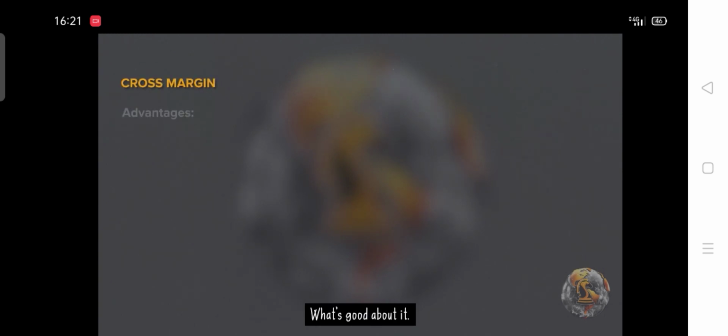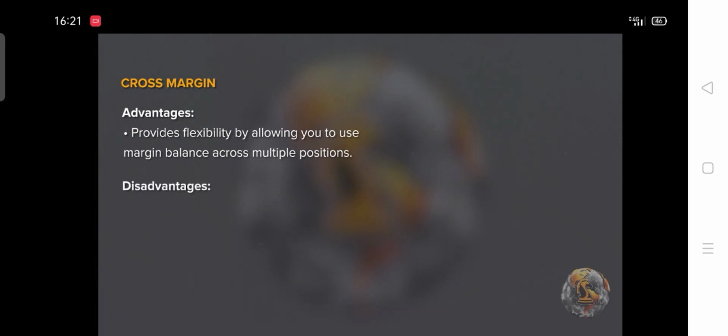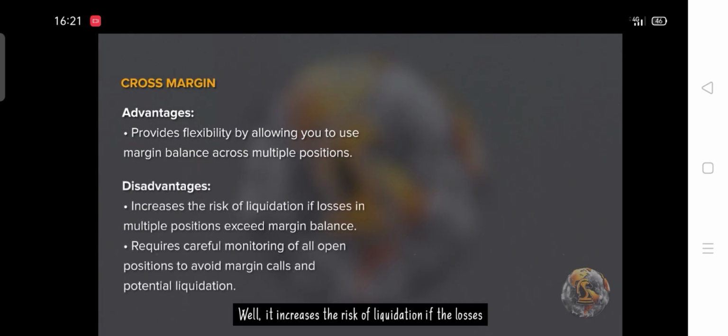Cross margin, what's good about it? It provides flexibility by allowing you to use your margin balance across multiple positions. What are the disadvantages? Well, it increases the risk of liquidation if the losses in multiple positions exceed your balance. And it requires very careful monitoring of all your open positions to avoid margin calls or liquidation.